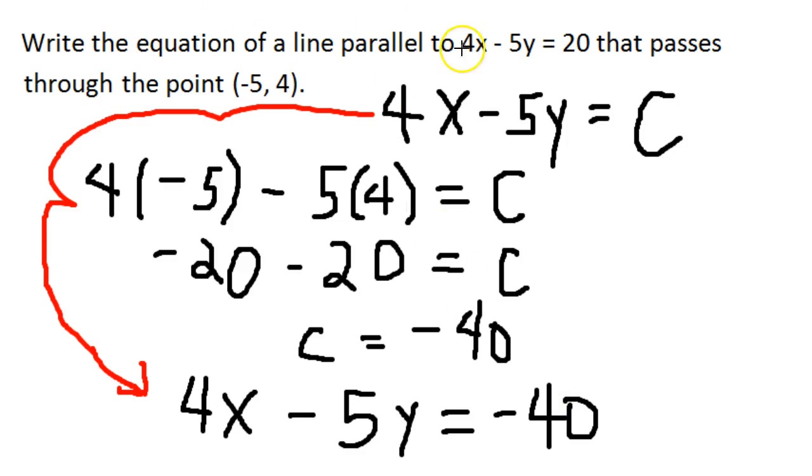So very simply, we were able to find an equation that was parallel to 4x minus 5y equals 20 by just setting the left side of the standard form equal to some number c. Take the coordinates of the point, plug them into x and y, and simplify to solve for the number c, and then rewrite the equation with that number replacing the c. That gives us the equation of the line that's parallel to the original line and that passes through the given point.